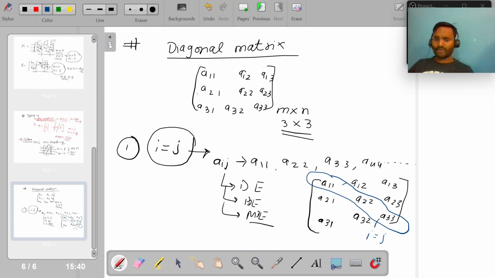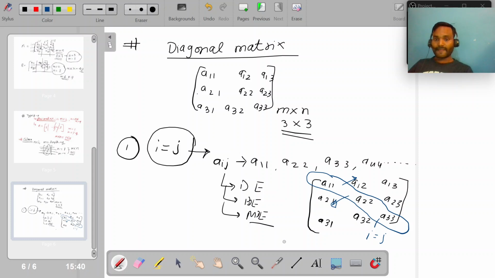The elements above the main diagonal and below the main diagonal are known as off diagonal elements or non diagonal elements, where i is not equal to j. If someone asks what a non diagonal element is, you can tell them that because i is not equal to j, these elements are known as off diagonal or non diagonal elements.